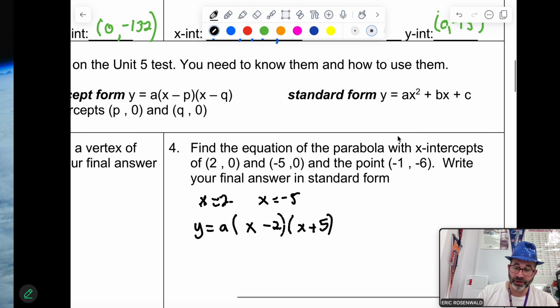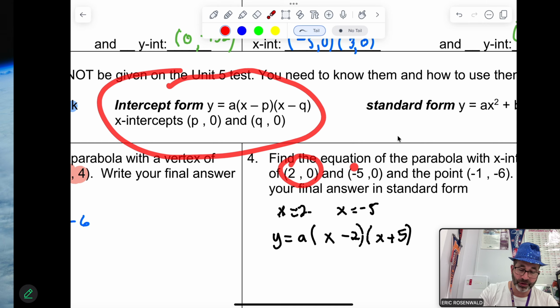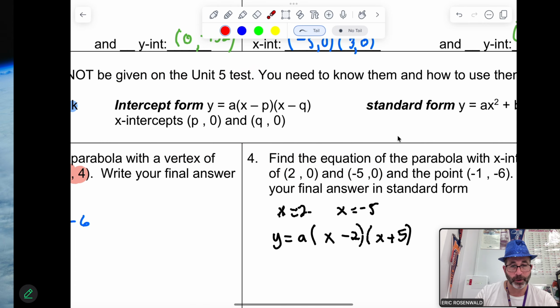That's using this formula that we're being given up above here. When we're given 2 zeros, we take those zeros right here and they just go into the equation, okay?